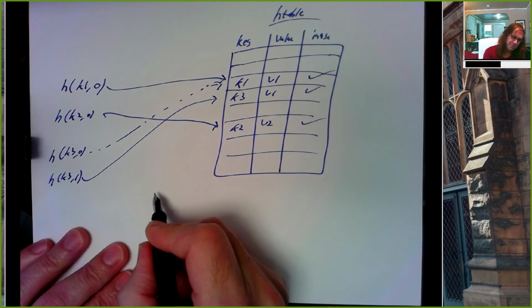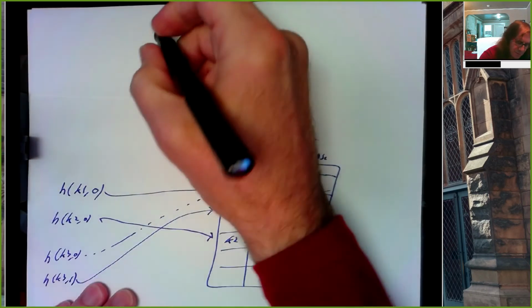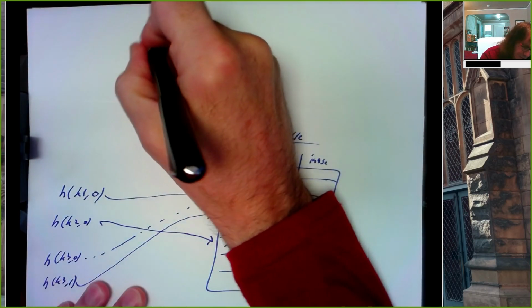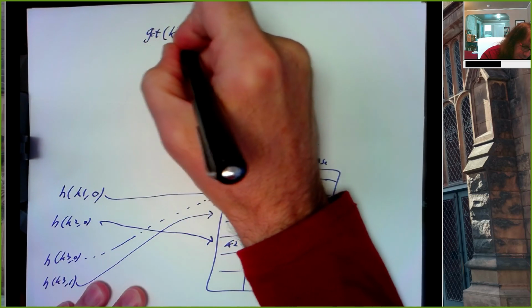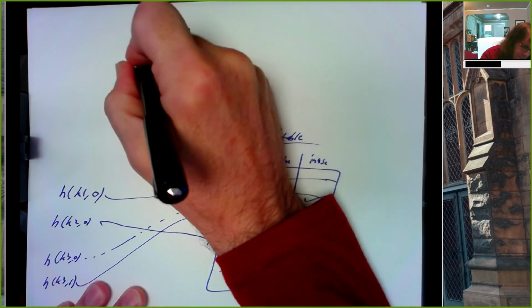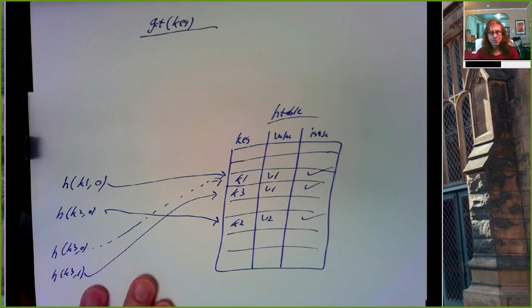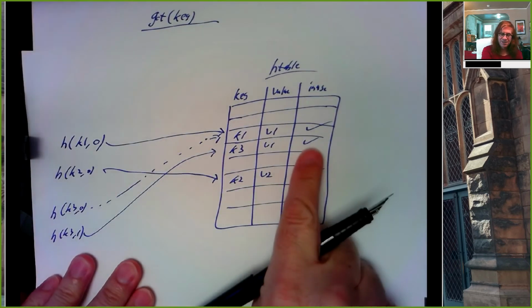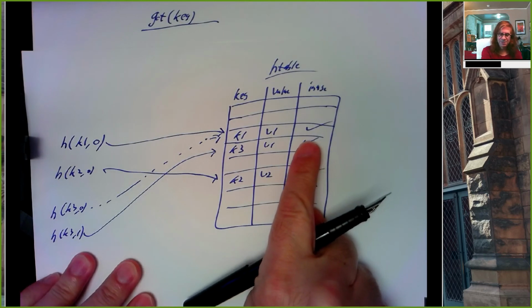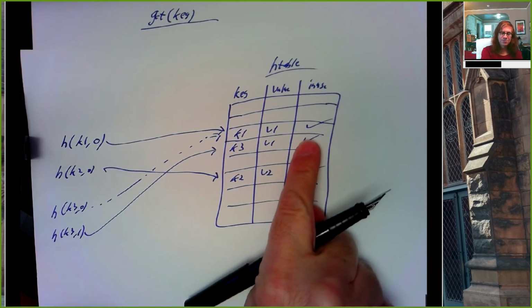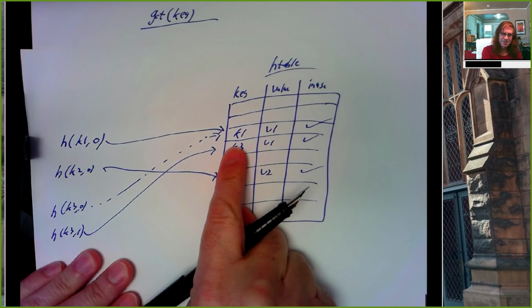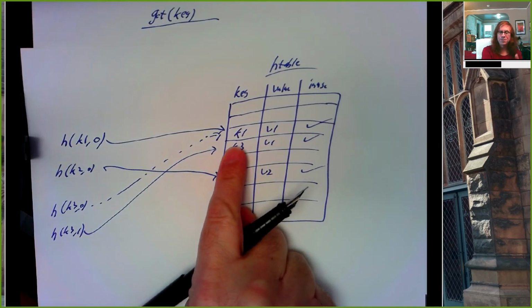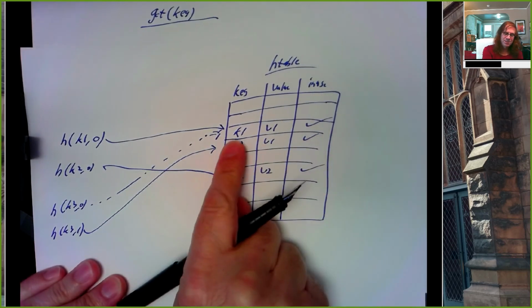All right, so what happens when we search? Let's say fetch or get. What do we do? We hash your key, we go to the table, we look to see if that spot's in use. If it's not, we're done. If it is in use, we check to see if the key matches. If it does, we're done. If it's in use but the key doesn't match, we have to do more work.